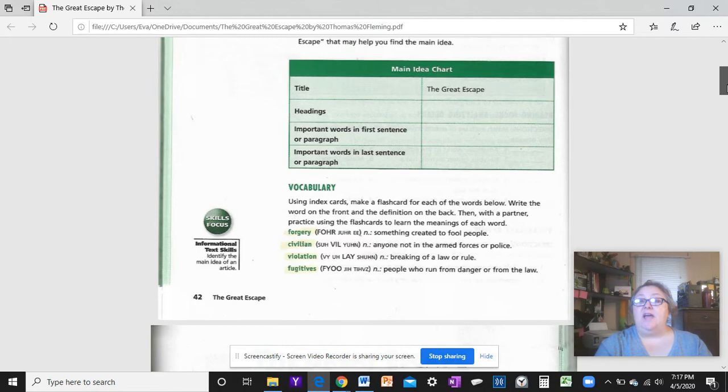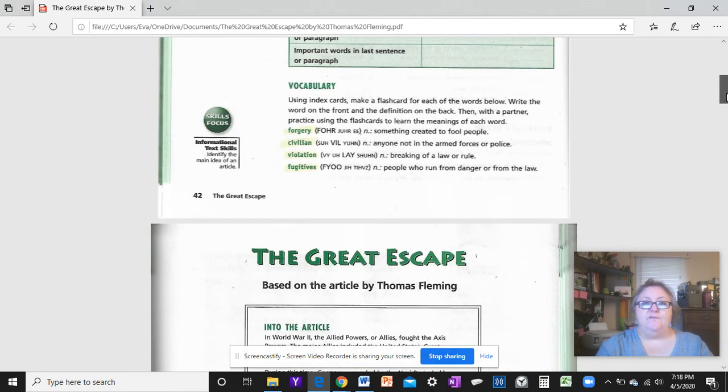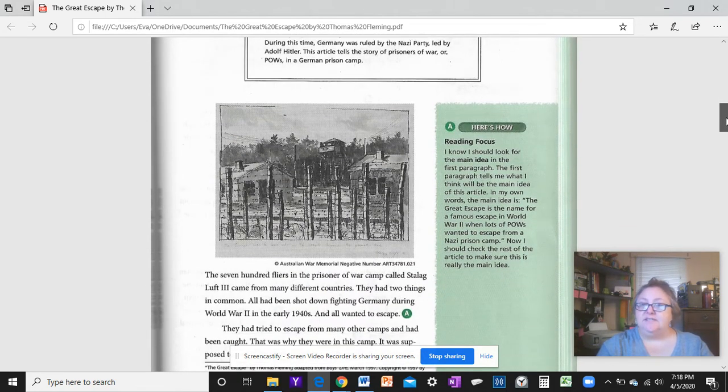Then there is the vocabulary section. You guys know when we do our reader logs in the classroom, we always focus on the literature and the vocabulary and those components so that we can know what we're reading and we can remember it and understand it better. So here are some words that will be in your text, okay? Forgery, civilian, violation, and fugitives. Read those definitions. You're going to go down through and read your text. It does have some pictures, so I'm glad it had that with it.